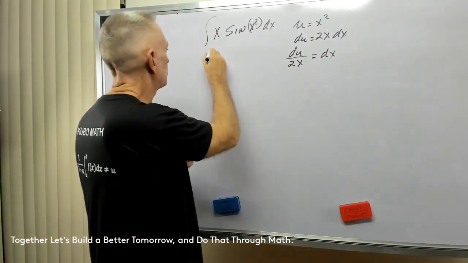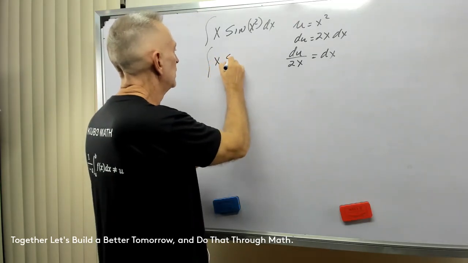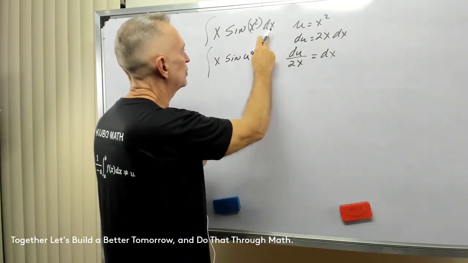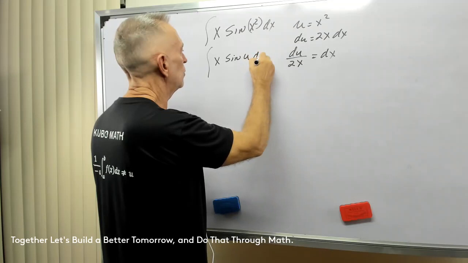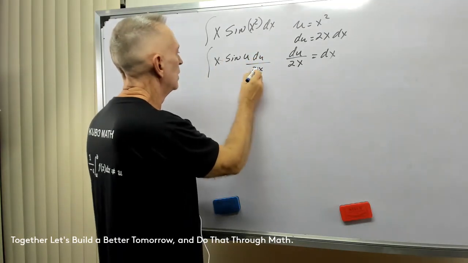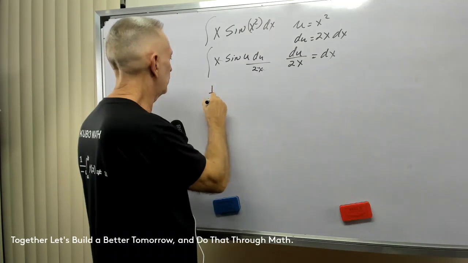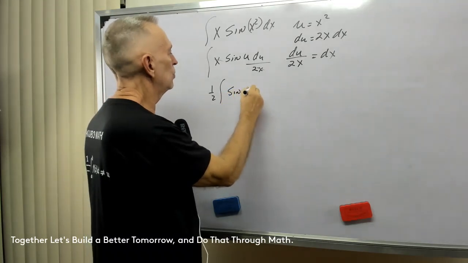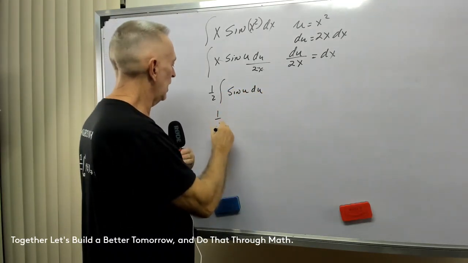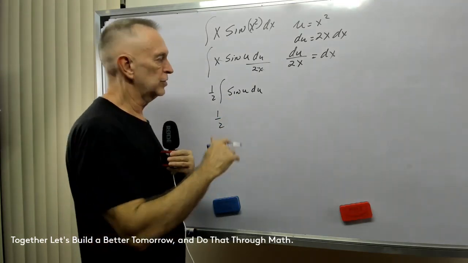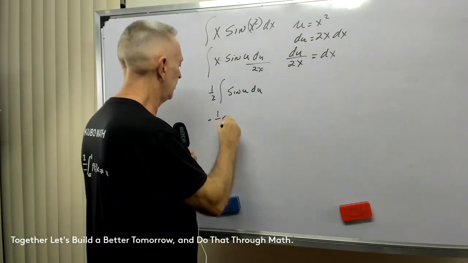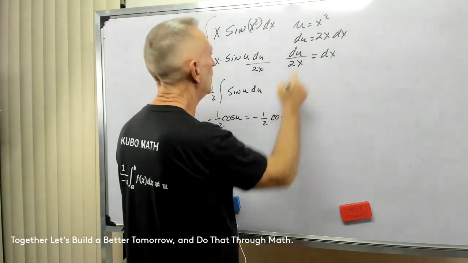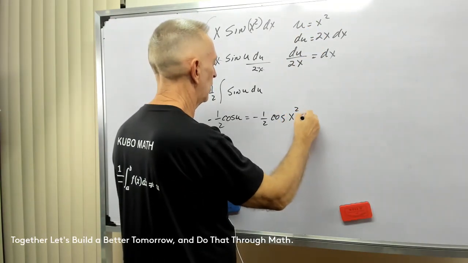So now let's just plug all this in. We have x times sine u, and we're replacing dx with du over 2x. The x's cancel. I'm going to bring the 1/2 to the outside. I have 1/2 times the integral of sine u du. So 1/2, derivative of sine is cosine, so the integral is minus cosine u. So minus 1/2 cosine of x squared plus c.